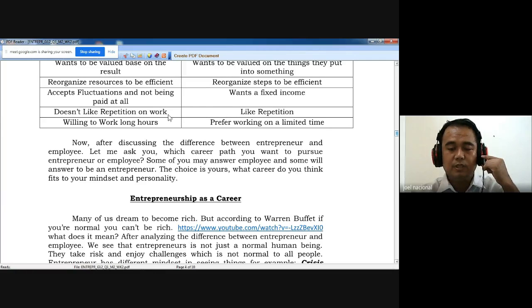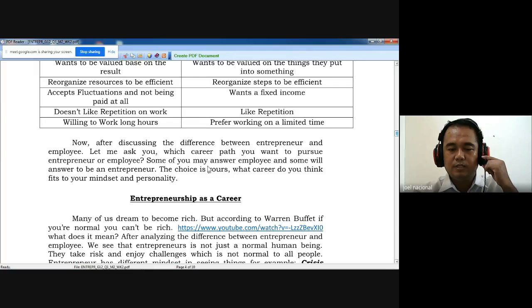Employees like repetition. Entrepreneurs are willing to work long hours, but employees prefer working on a limited time. Now, after discussing the difference between entrepreneur and employee, let us ask you which career path you want to pursue, an entrepreneur or an employee.